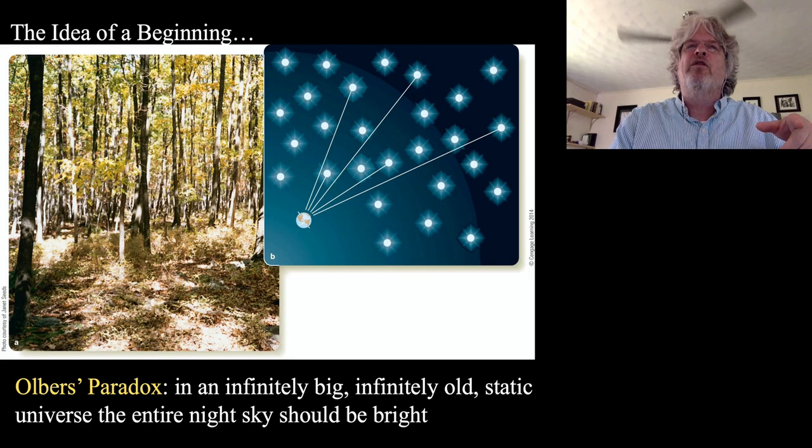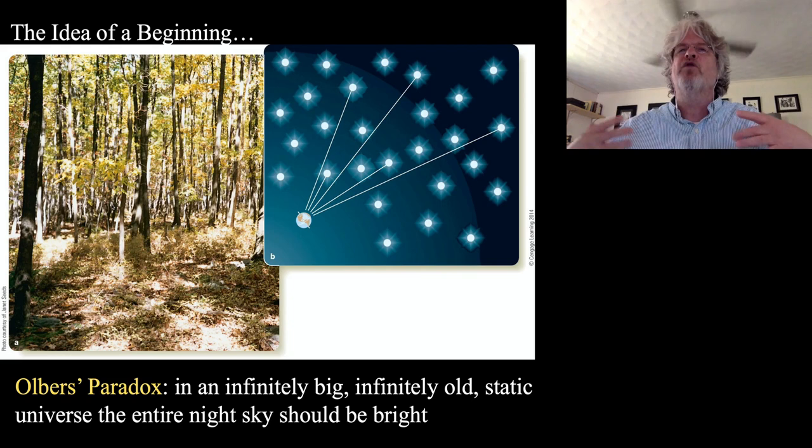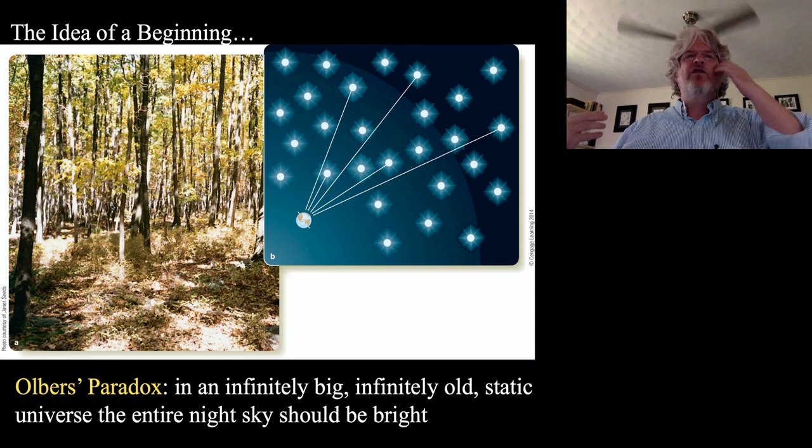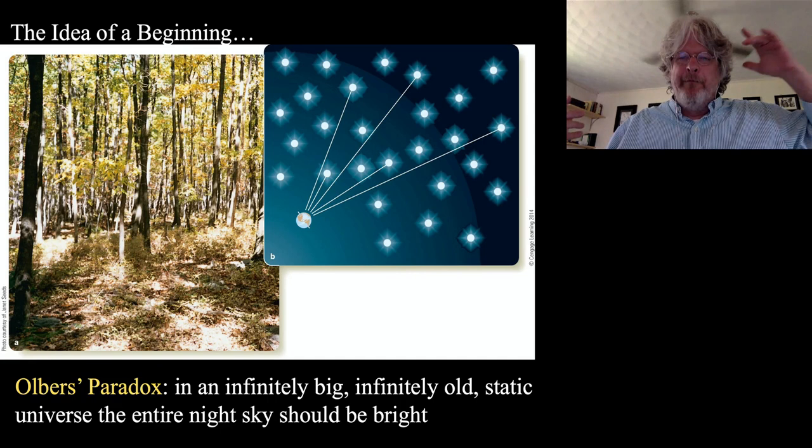Every line of sight then runs into a tree when you're in this forest. And the same sort of idea with us, surrounded then by an infinite number of stars that have been here infinitely, not as long, every line of sight points to a star. And so the night sky should be as bright as the surface of a star.